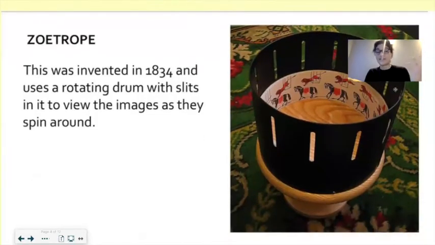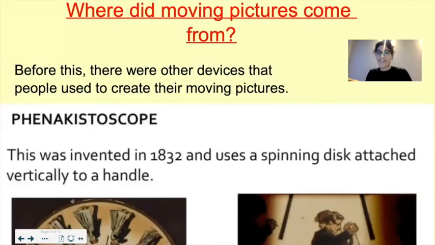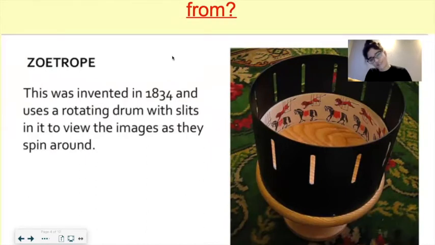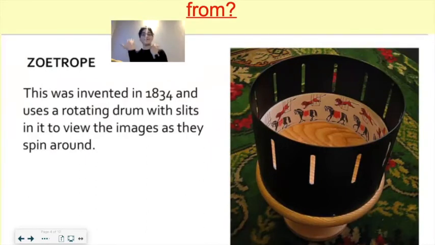You also have the Zoetrope. So this was invented in 1834, and it uses a rotating drum with slits in it to view the images as they spin around. So a very similar concept to the phenakistoscope. I think the Zoetrope is maybe what I was describing, the device from Tarzan, where it spins around and around, but it's the same exact concept as the one that we've just seen, where each picture or each cartoon is something different. It's showing a different action. So then when it's moving really, really fast around, it looks as if it's moving.